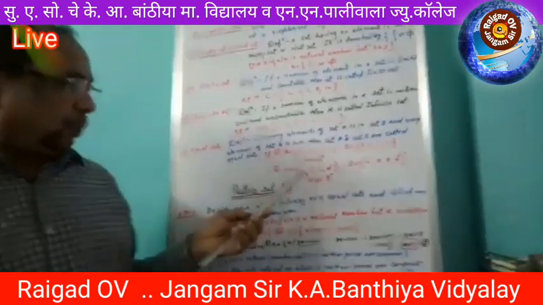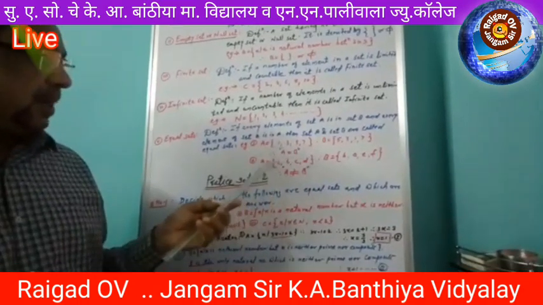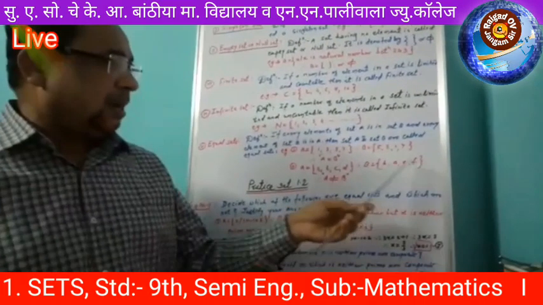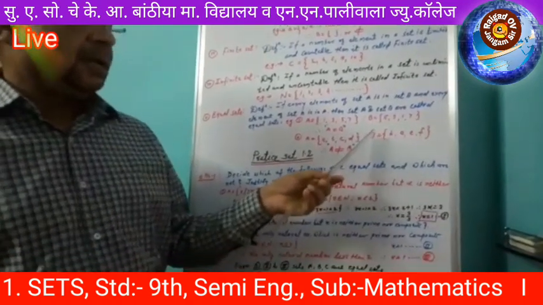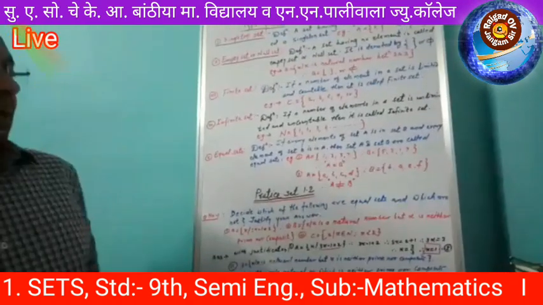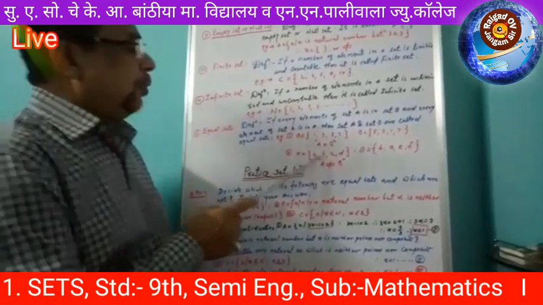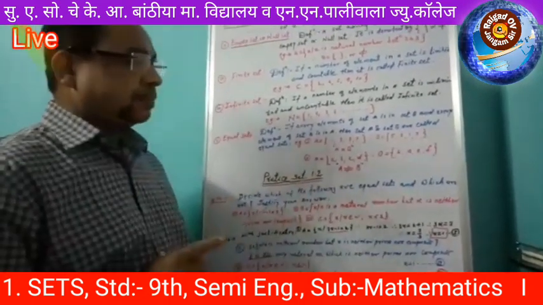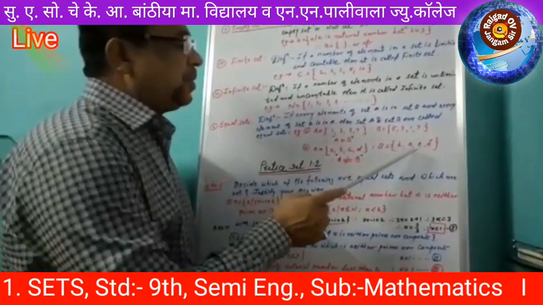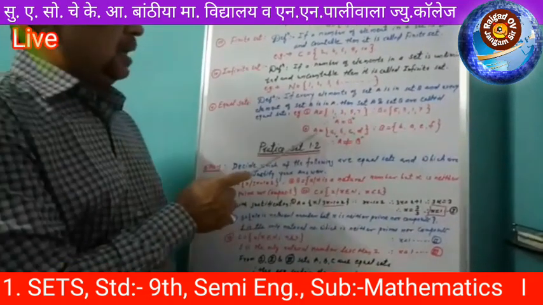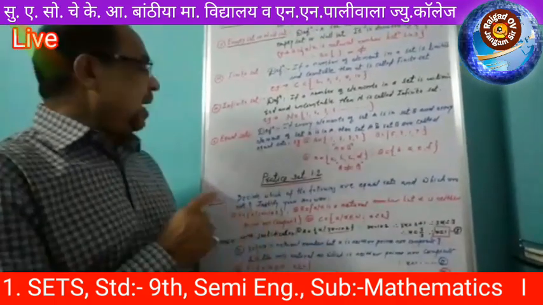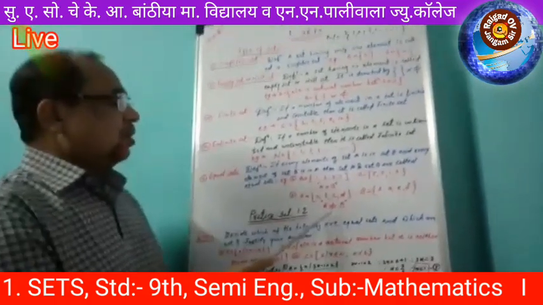If A equals {A, B, C, D}, these four elements are contained in set A, and B equals {B, C, E, F}, four elements are also there in set B. But the difference is that every element of set A is not present in B, or every element of set B is not present in A. Hence A does not equal B. It means that both sets are not equal.